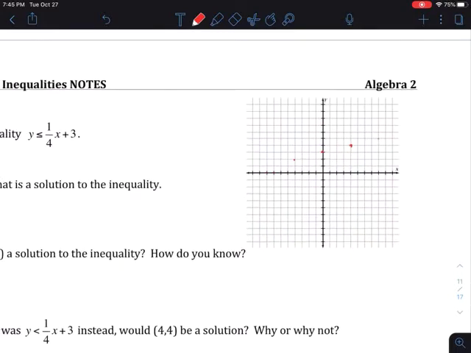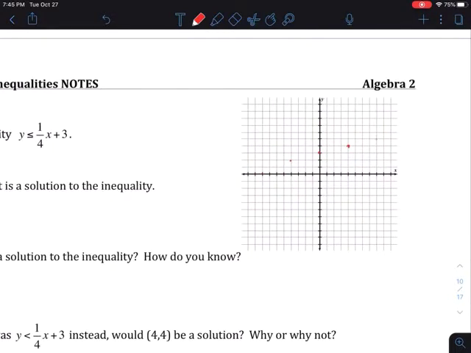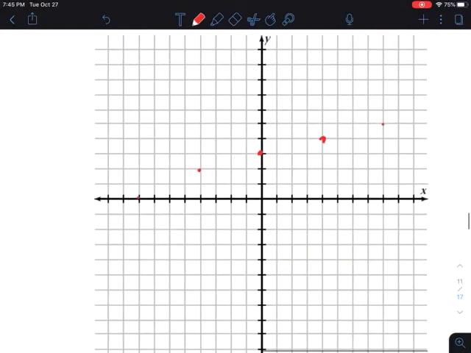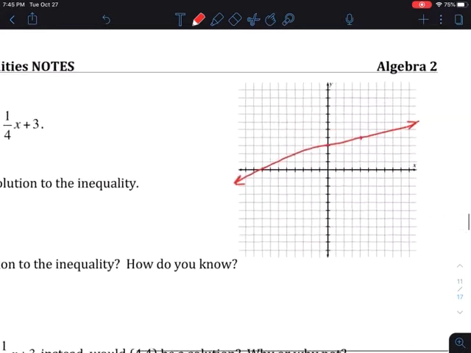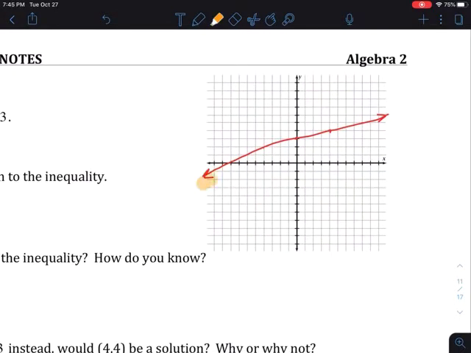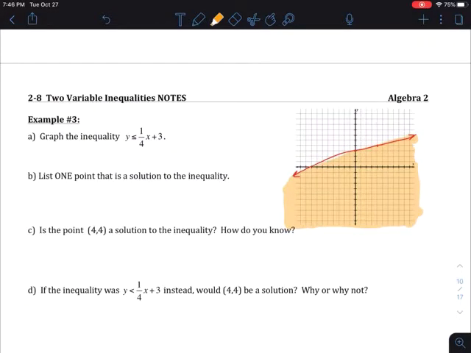And then dotted or dashed or solid line. That's got the underline, so solid. Let's assume that's straight. Pretend that's a straight line. And less than, so shade below. Okay, so A is done. B says, list one point that is a solution to the inequality.